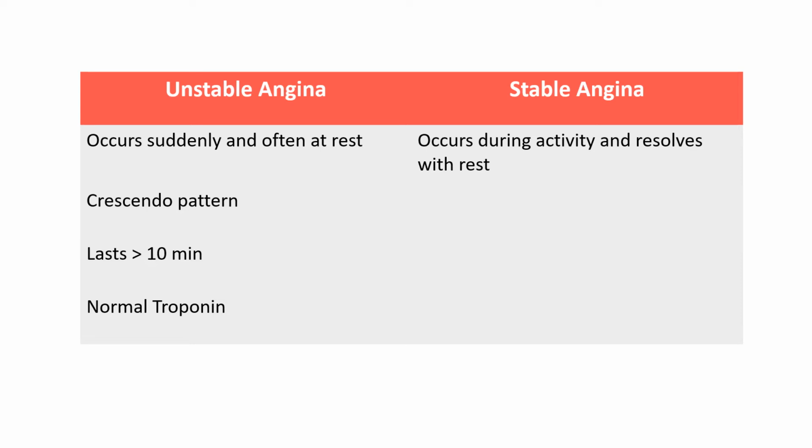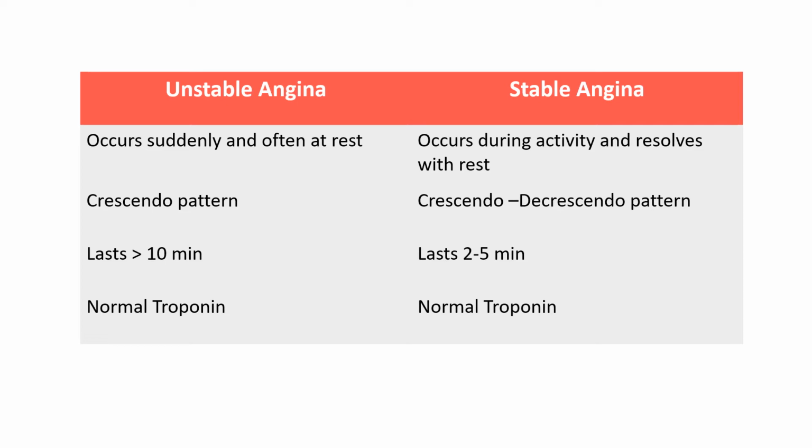Stable angina, on the other hand, occurs during activity and resolves with rest. In this case, we will see a crescendo-decrescendo pattern in which it gradually builds up and then declines. Typically, this only lasts for 2 to 5 minutes, and once again, the troponin level is normal.